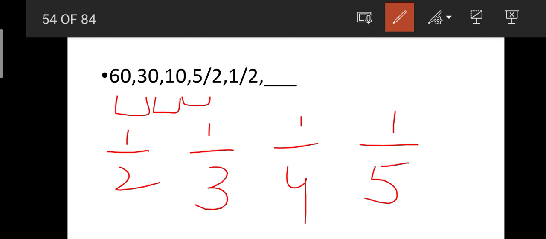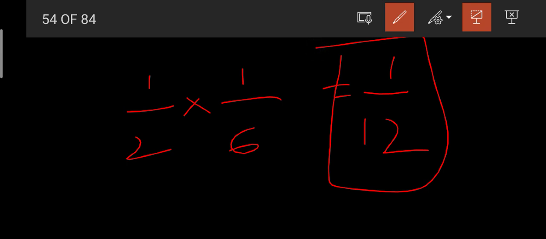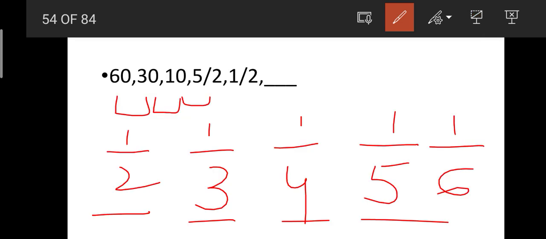Didn't you observe this? They are just multiplying the numbers with 1 by 2, 1 by 3, 1 by 4, 1 by 5. And to get our answer, next we should multiply the number with 1 by 6. Okay, if we multiply the number 1 by 2 with 1 by 6, what will be our answer? It is very simple. It will be 1 by 12. Okay, this is our answer in this question. This is also a very simple logic. Okay, I have discussed this model also in our previous videos.